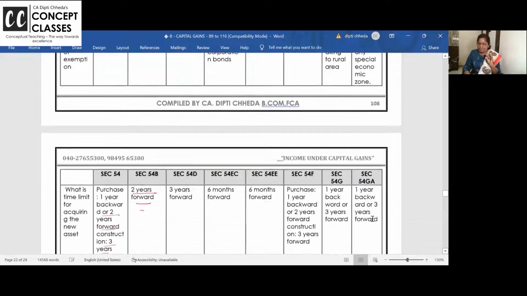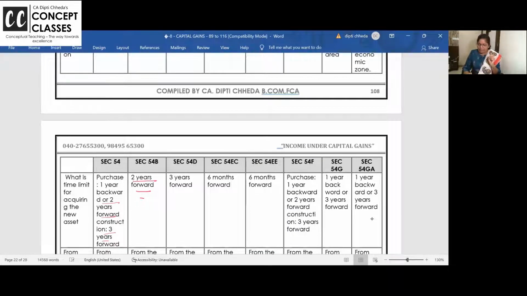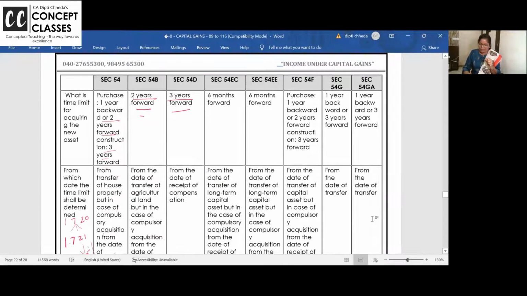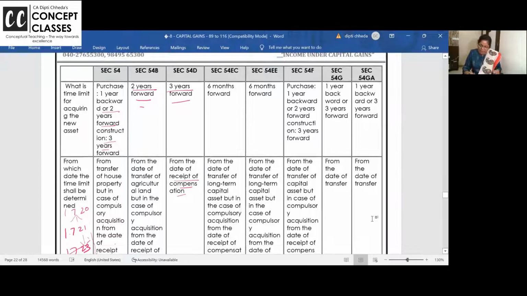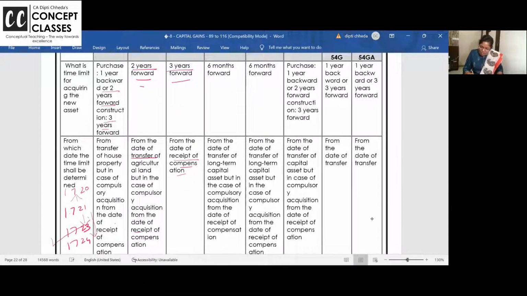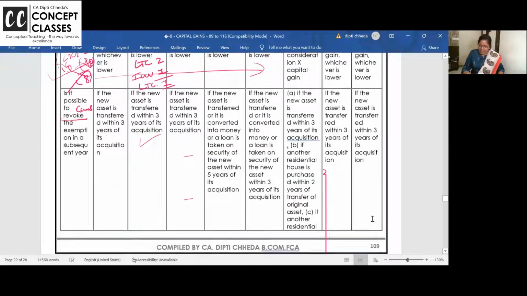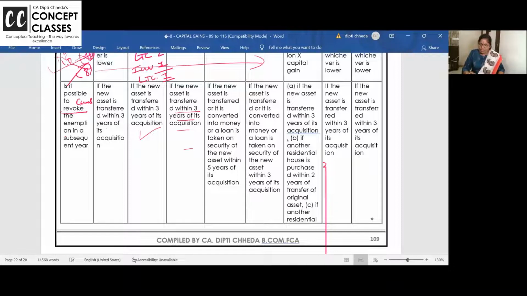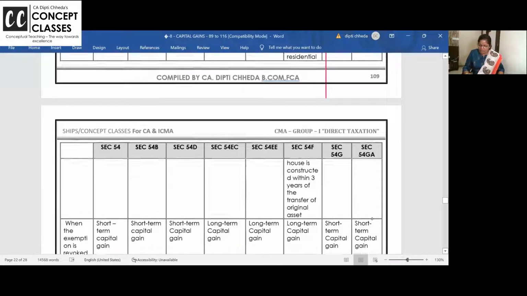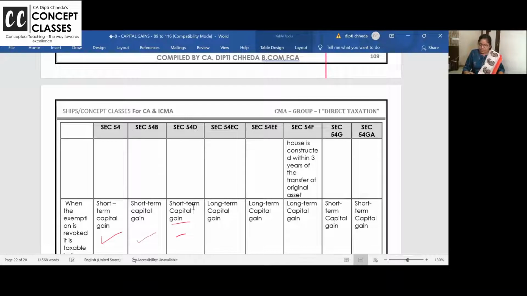I'll give you beautiful example for this. What is the time limit for purchase? 3 years, 1 year extra. 3 years from the date of the receipt of compensation. Ma'am, here it was from the date of transfer or receipt. Why here only receipt? Because 54 days compulsory acquisition. Right. And how much it is exempt? Investment in new asset or capital gain, whichever is lower. Is CGS applicable? Yes. And can you revoke? Yes. If new land and building is sold. When you have shifted the undertaking, you should sell it, no?